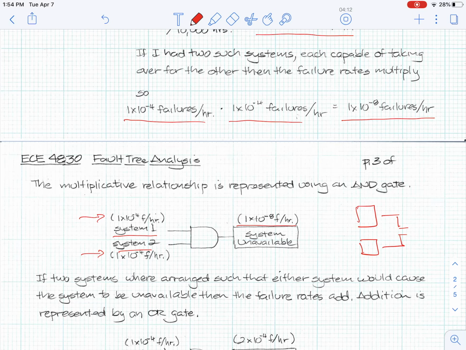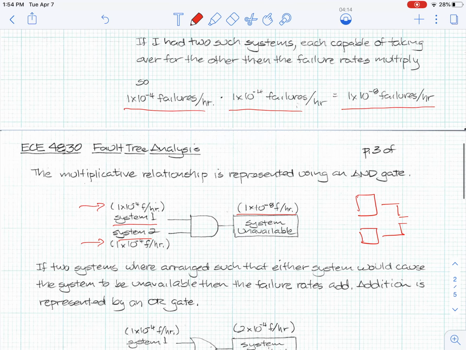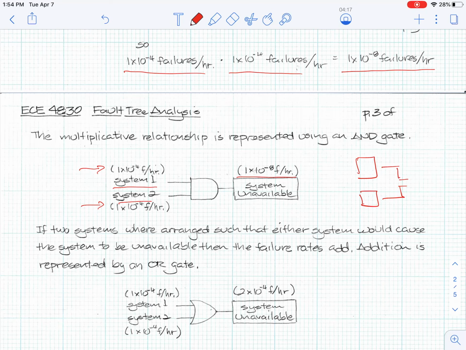The system's unavailable, say. Okay, now if two systems were arranged such that either system would cause the system to be unavailable, then the failure rates add. This would be the case where I had two systems, say, in series like this, and if each of them had the same failure rate, which wouldn't typically happen, then I combine those with an OR gate. And so that says that I've got 1 times 10 to the minus 4 failures per hour, 1 times 10 to the minus 4 failures per hour, and I add those two. And so I get 2 times 10 to the minus 4 failures per hour.